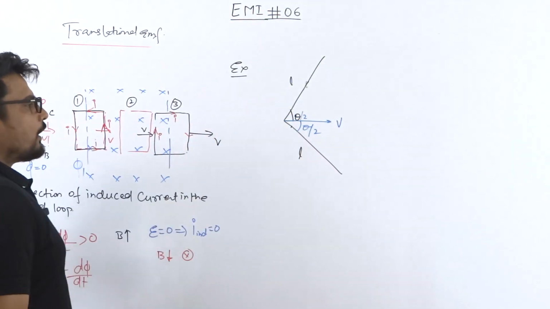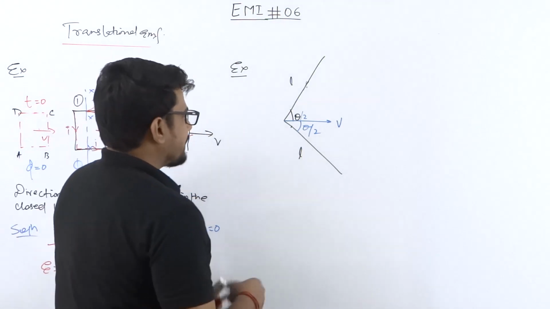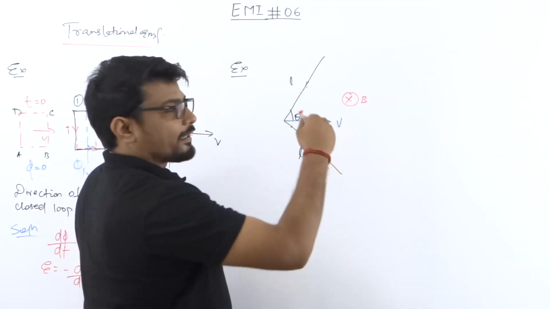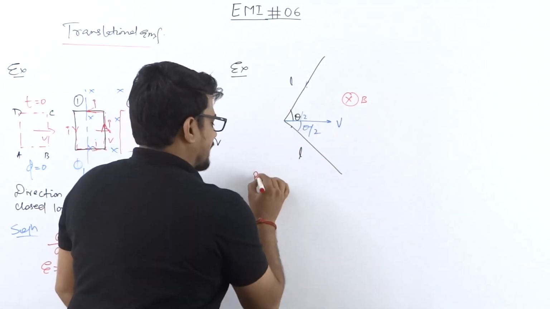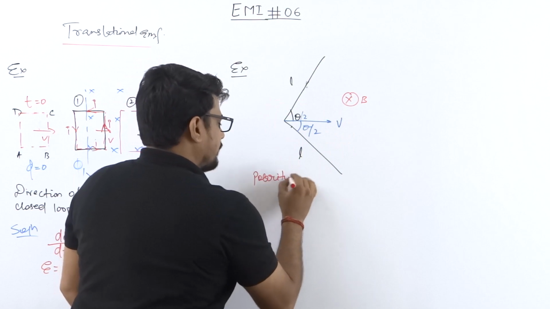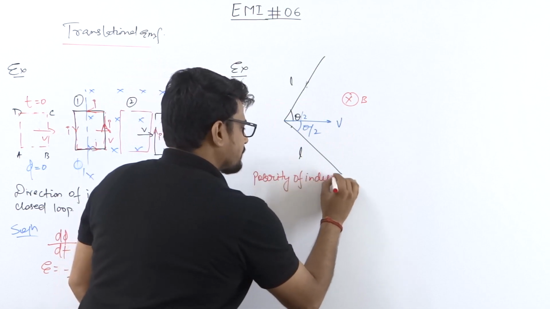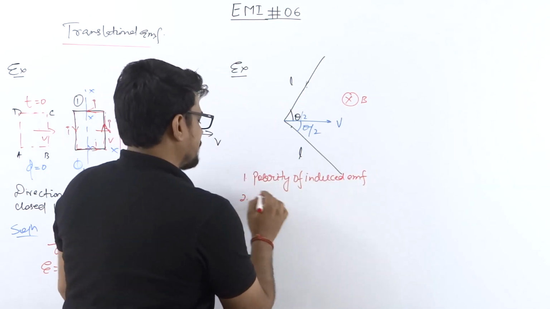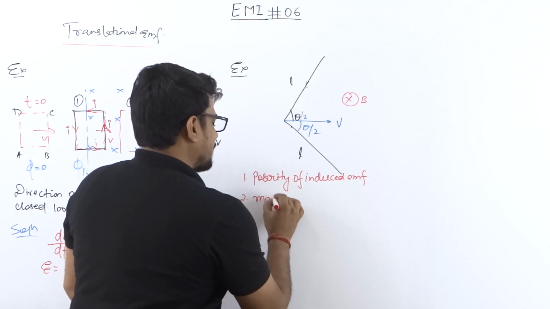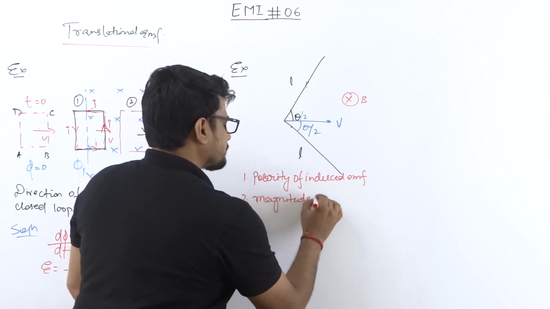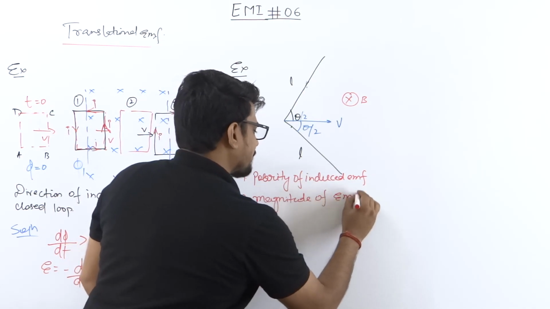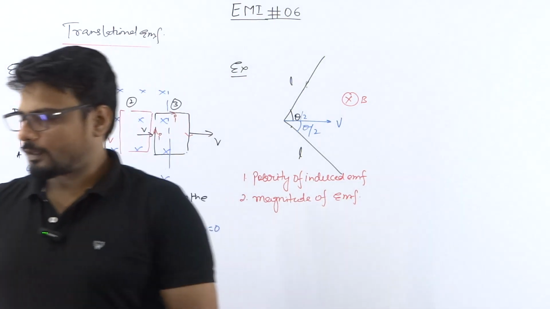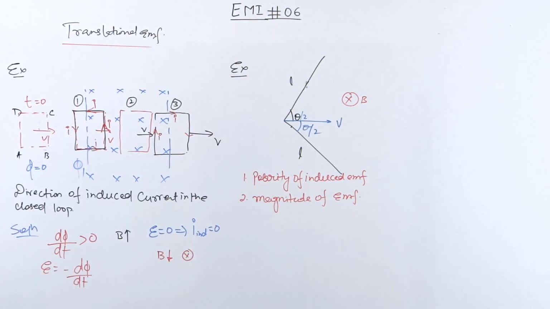All good. You have to tell me the polarity of the induced EMF. Okay, there is a magnetic field towards inside the plane. So you have to tell me the polarity of induced EMF, point number 1 and point number 2, and the magnitude of induced EMF. These two things you have to tell me. You pause the video and try. All good? You pause the video, you try this.